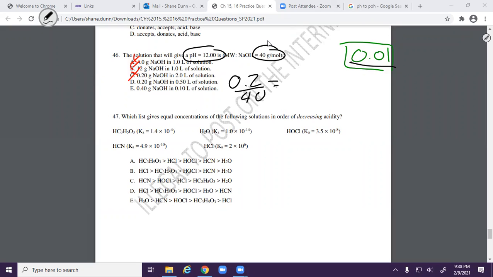0.2 divided by 40 gives you 0.005, divided by 0.5 gives you... Is that the same thing? Am I done? Yes, D is the right answer. That's how you solve D.